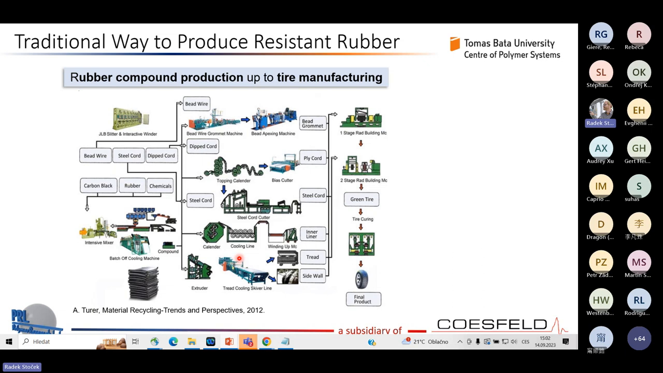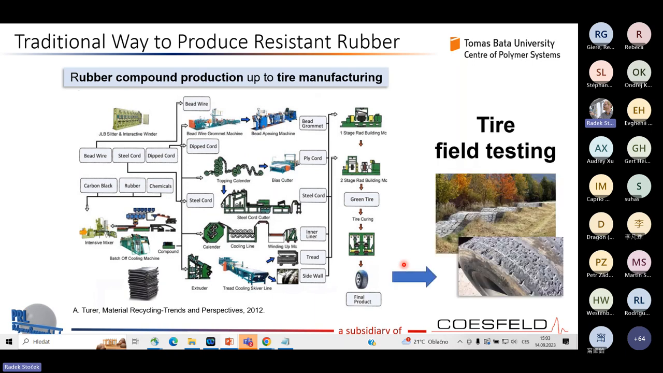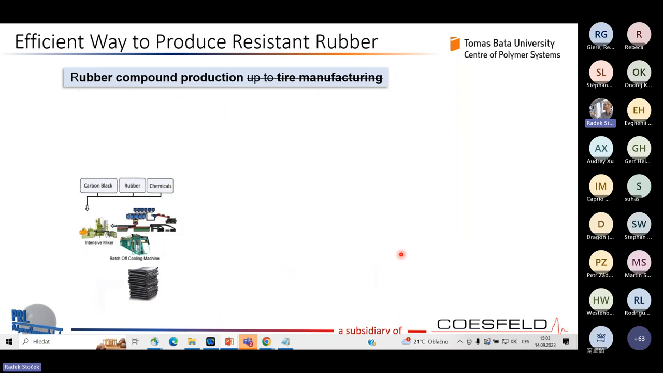The traditional way to produce resistant rubber is, generally, that firstly a rubber compound is developed and produced, and then the complete process needs to be carried out to tire production. And then finally, a tire field test is performed to analyze the quality and the resistance of the tire. This is a very time- and money-consuming process, and it really takes a lot of time. So why not do it another, more efficient way? The more efficient way to produce resistant rubber would be, finally, if we could only develop and produce the rubber compound and then know everything. So it would be great, of course.